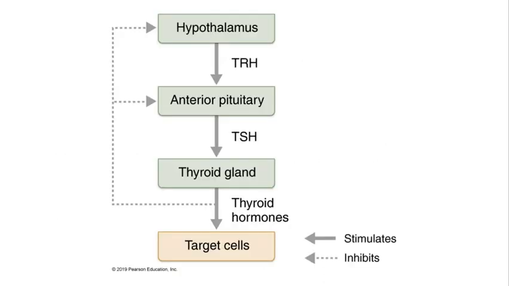So recall that it is the anterior pituitary that controls the thyroid gland, and before that it is the hypothalamus that controls the anterior pituitary. The hypothalamus secretes thyrotropin-releasing hormone, which is abbreviated TRH, which will then stimulate the anterior pituitary to secrete thyroid-stimulating hormone, which is abbreviated TSH. TSH will then stimulate the gland to secrete its thyroid hormones into the bloodstream.